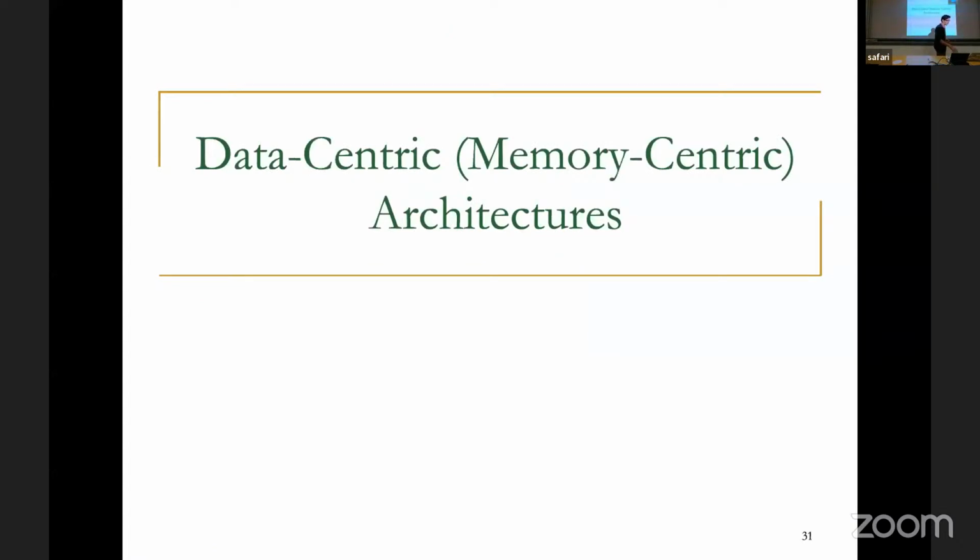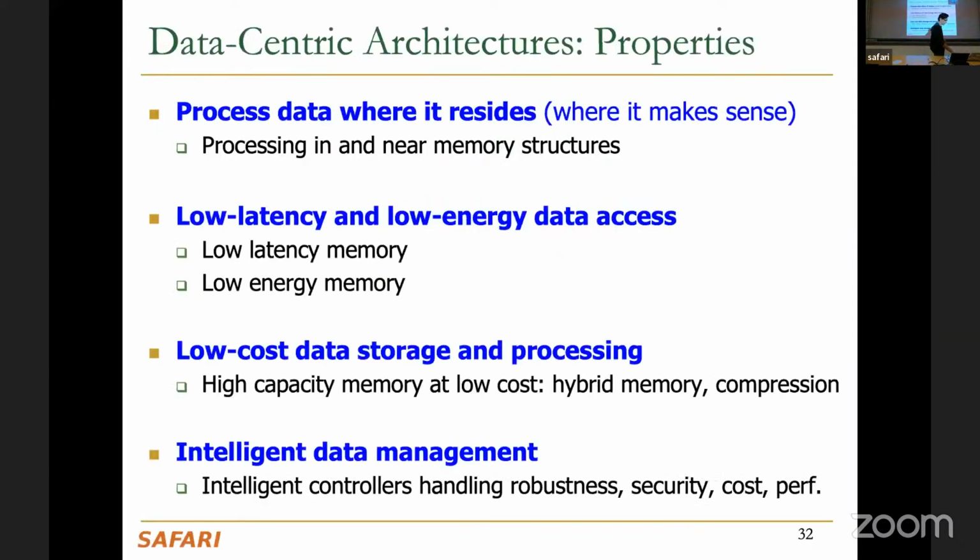So let's start talking about data-centric or memory-centric architectures. What are the properties of data-centric or memory-centric architectures? First of all, process data where it makes sense or where the data resides. That's clearly very important, and it's the main topic in our lecture today. Second one, low latency and low energy data access. We should be able to access data in a more efficient manner, either from memory or from the storage as well. We also want low-cost data storage and processing.